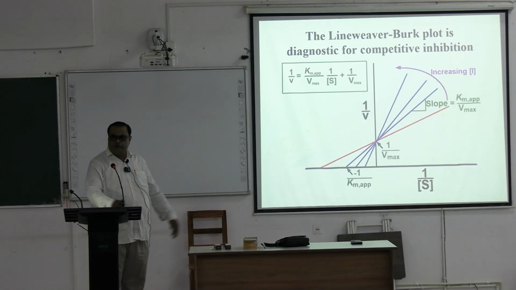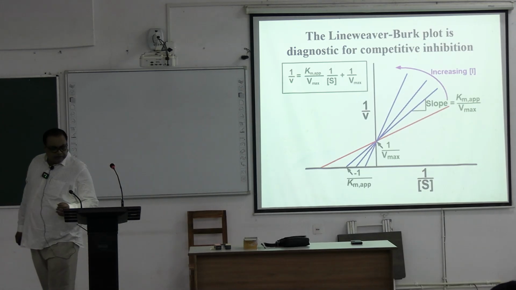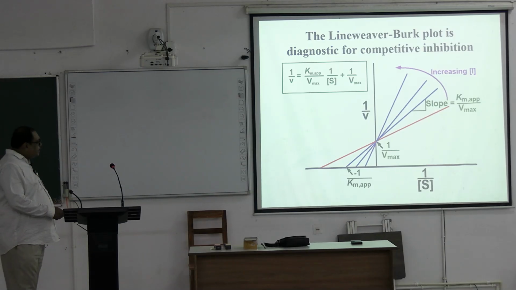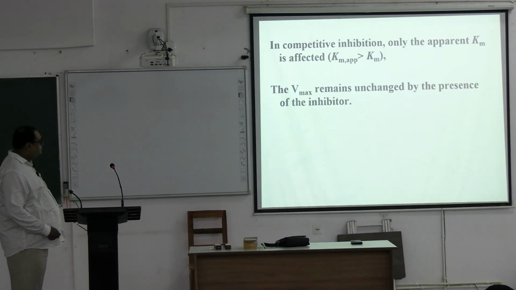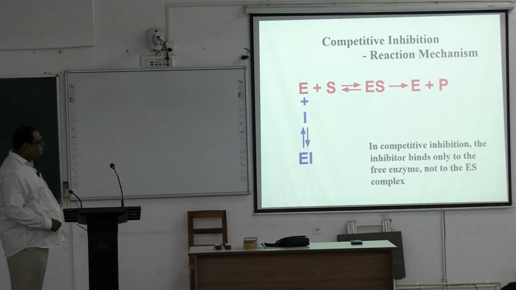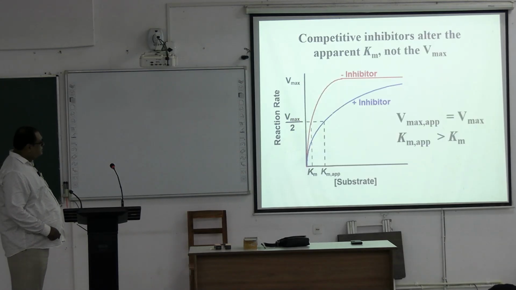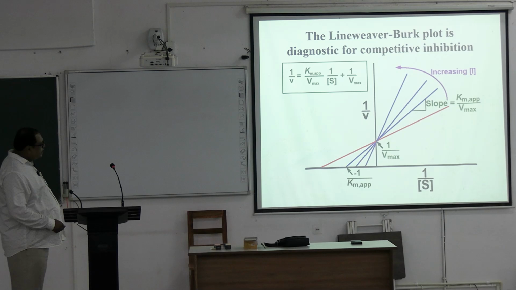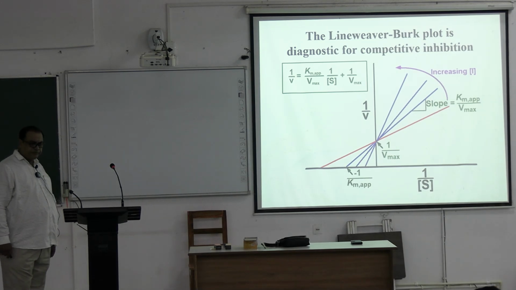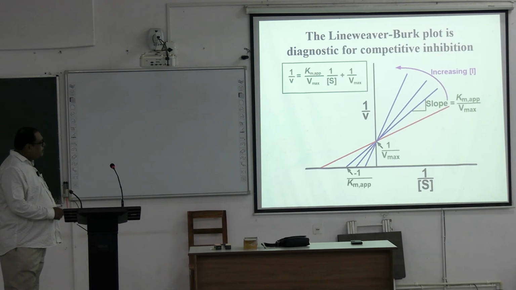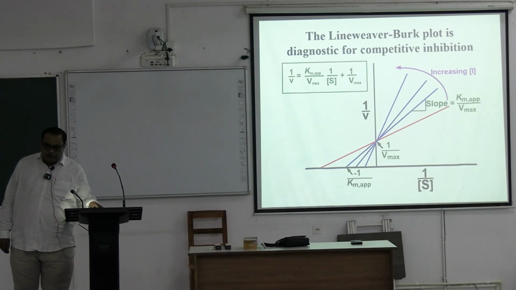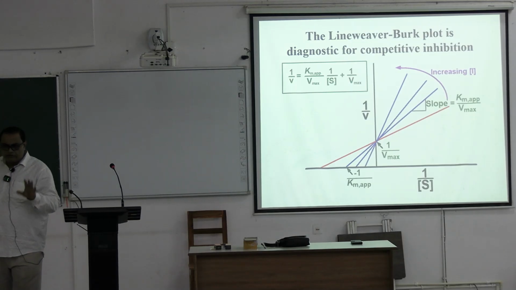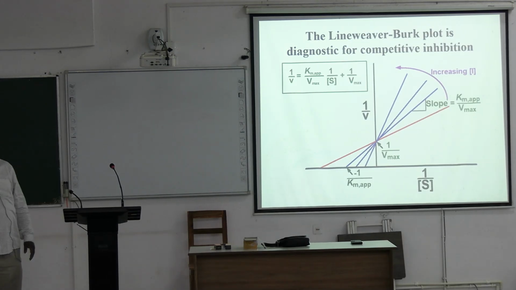Correct? Here we have only two axes, X and Y. Correct? So this red line is without inhibitor. Correct? See, nice color coded, huh? And the blue line stands for with inhibitor. This is I1, I2, I3. Means what? I3 concentration is greater than I2. I2 concentration is greater than I1. So you are increasing the concentration of inhibitor.